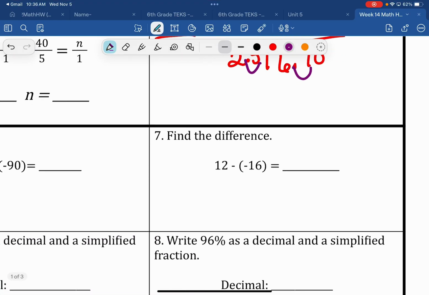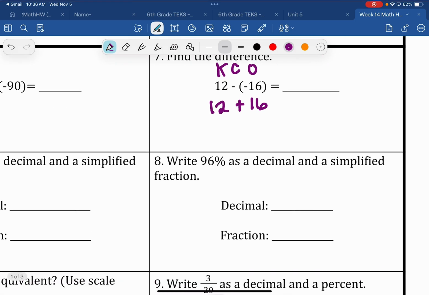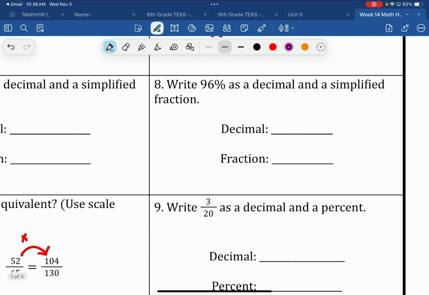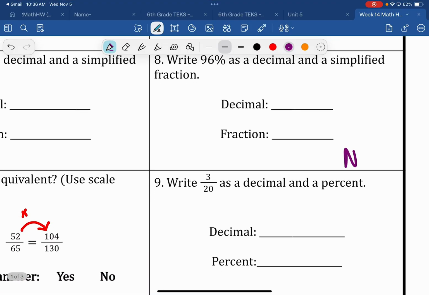Find the difference. Keep, change, opposite. And solve. Write 96% as a decimal and a simplified fraction. That's in our notes if you need it. It's that little page that has like the 6 windows that you can open and look at.